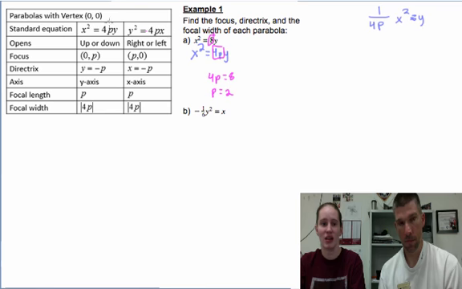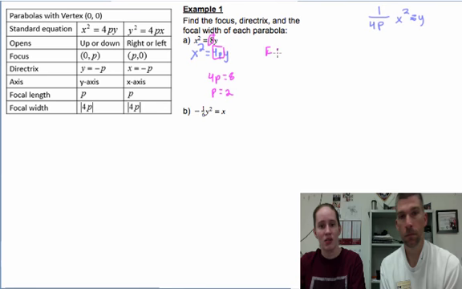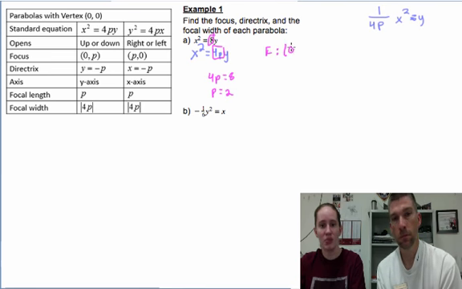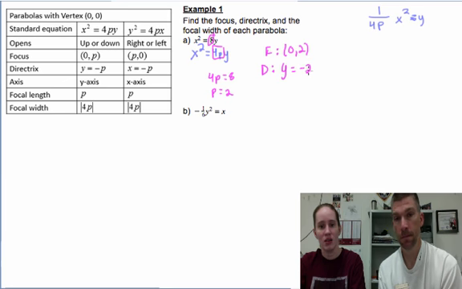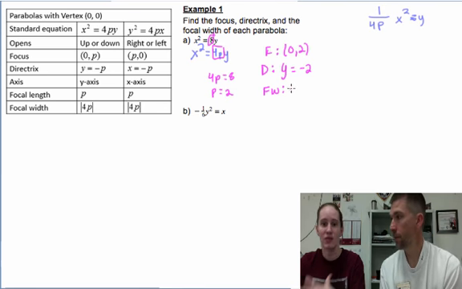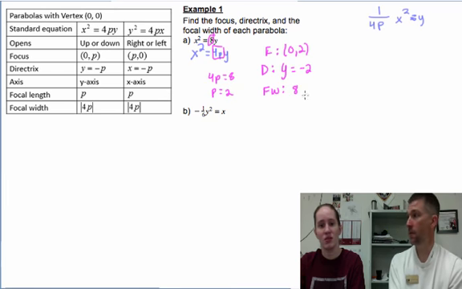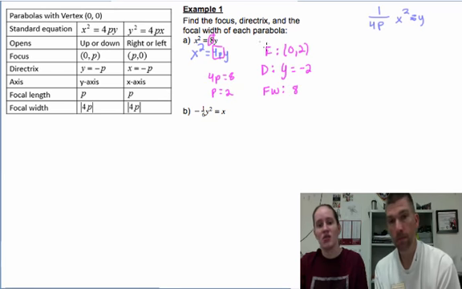Keeping in mind that because it's x squared, we're going to use this first column the whole time. So our focus is going to be 0, p, which is 0, 2. That's how far the focus is from the vertex. Our directrix goes the other way: y equals negative p, negative 2. And then our focal width would be 4 times that, in absolute value. If we had a negative, we would take the negative away, because we're just talking about a distance. So 4p, which we already had, is 8. That's where we started. So this right here is our answer.